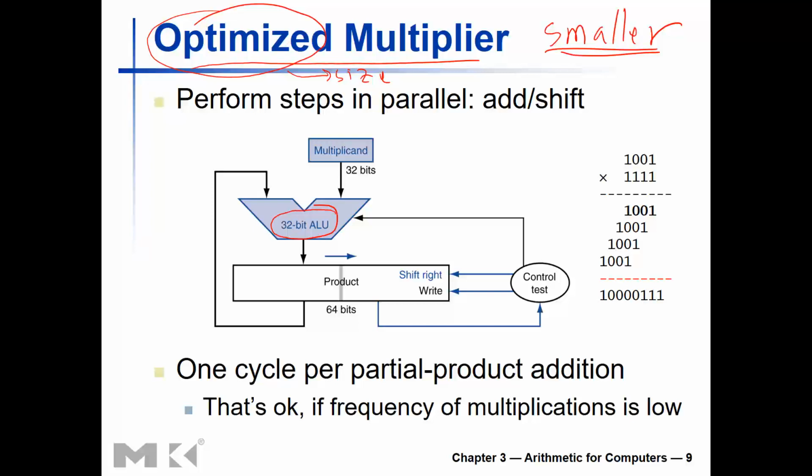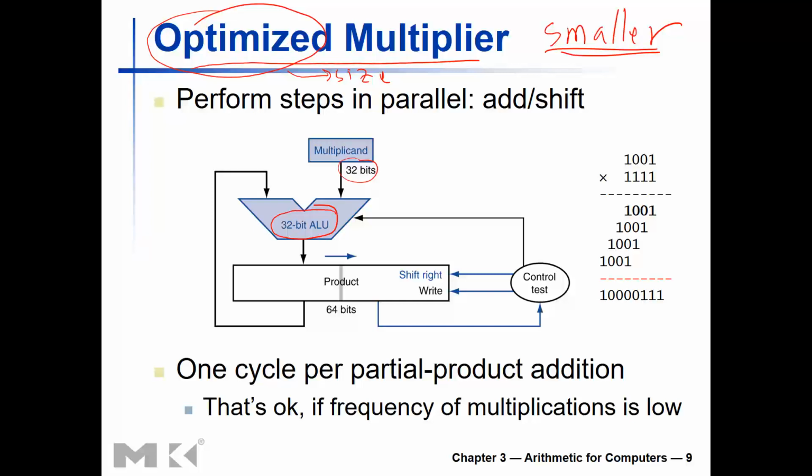Significant gain and reduction in area. Also notice that here he is using a multiplicand of 32 bits. In the previous solution, we had a 64-bit multiplicand register, so there is significant saving in this solution as well.